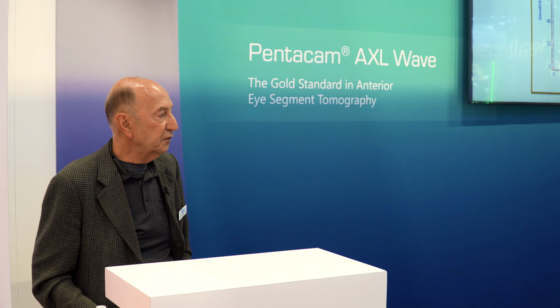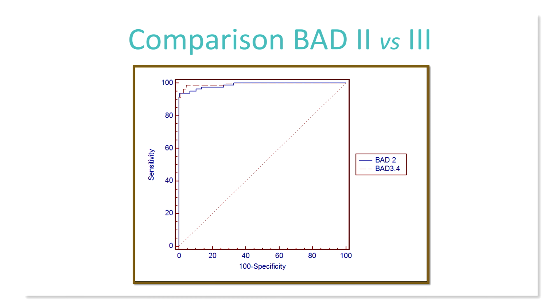So first, if we look at the area under the curve, the AUROC curve, this is comparing version 2 to version 3. Now, it doesn't look very impressive, not a whole lot of change. But when you get up to that level, changing little increments are actually monumental changes.